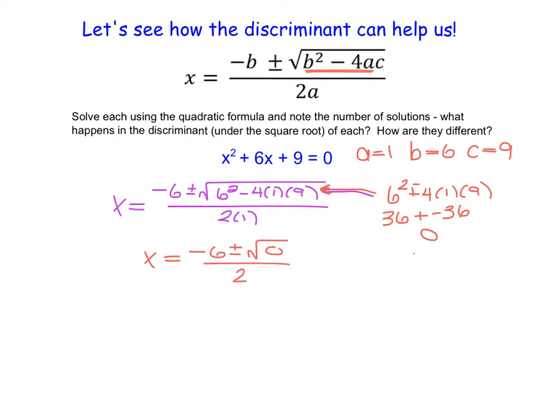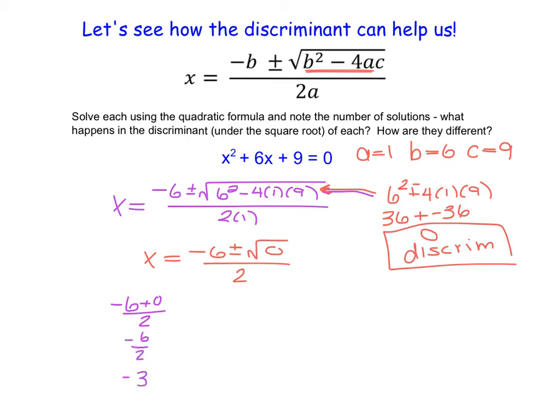So what I notice here is that my discriminant is 0. That's what I found out as I went through and solved this. Now, if we finish this up to see how many solutions and what type of solutions we get, here this is plus or minus 0, so I have negative 6 plus 0 divided by 2. Well, that becomes negative 6 over 2, which is negative 3.